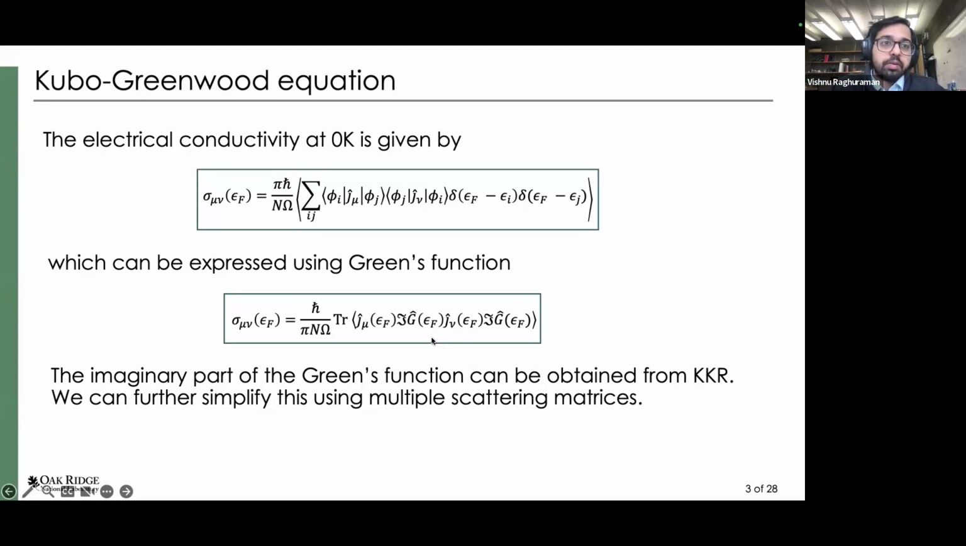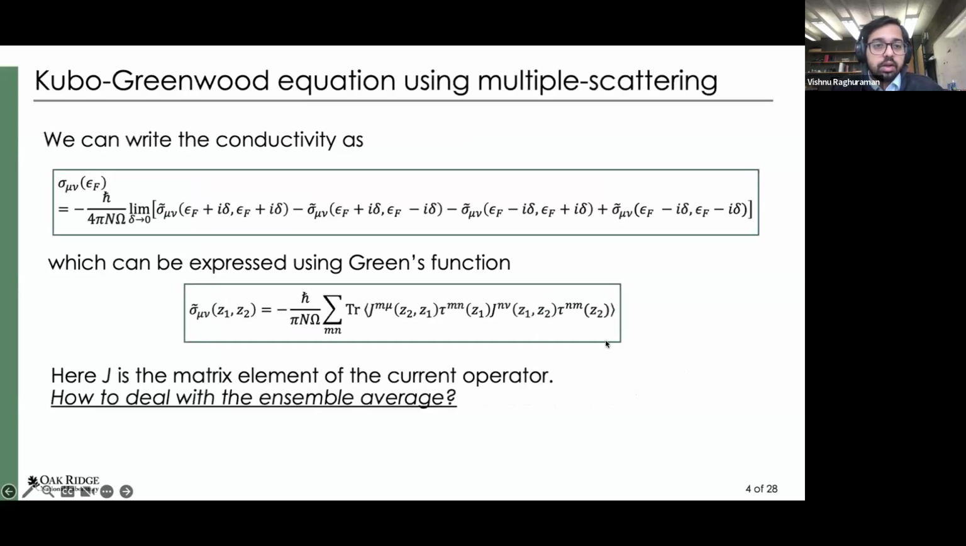You can even further simplify this, because we know that in the KKR method, we use the multiple scattering theory formalism, where the imaginary part of the Green's function can be expressed in terms of scattering matrices tau. With further simplifications, you can write this conductivity as a combination of four sigma tilde terms at two energies slightly above and below the Fermi energy, on the imaginary axis, denoted by epsilon_F plus i delta and epsilon_F minus i delta. And you take the limit as delta tends to 0.